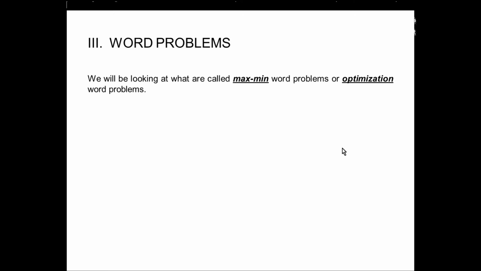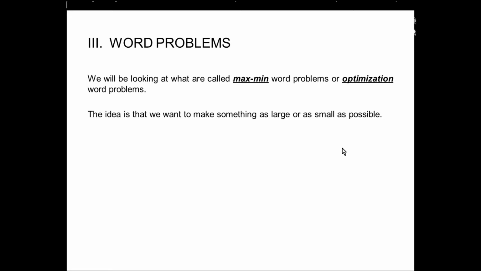Okay, remember, those two examples were everything you can do with a quadratic function except for word problems. So it's time for word problems. We'll be looking at what are called max-min word problems or optimization word problems. We're trying to optimize something. Now, what does that mean? The idea is that we want to make something as large or as small as possible.